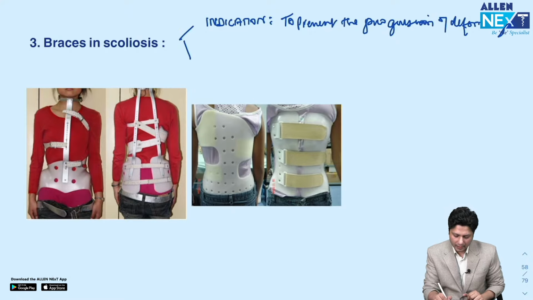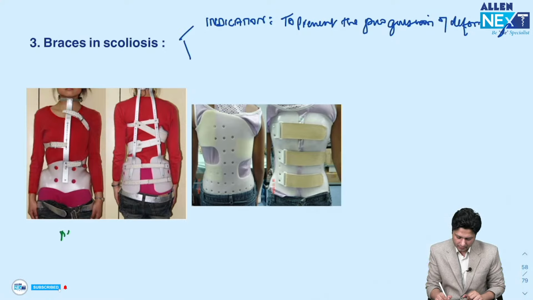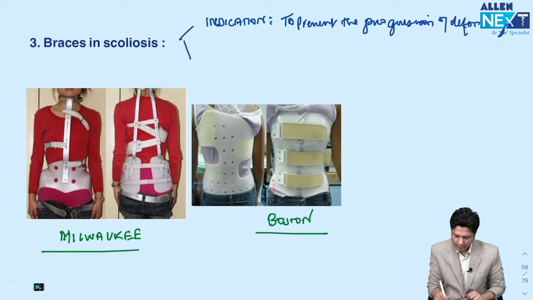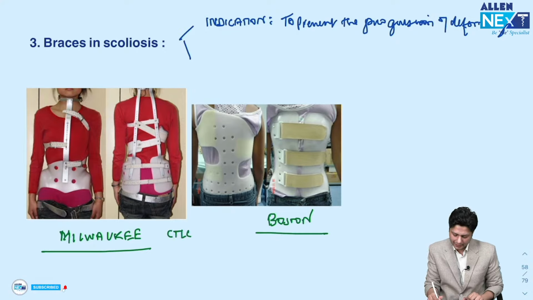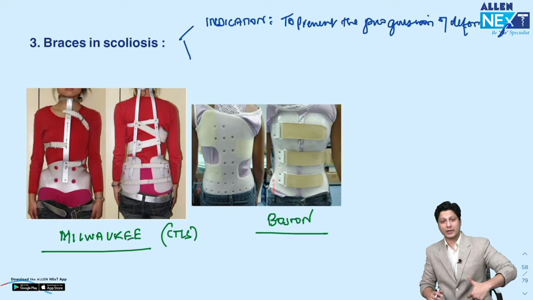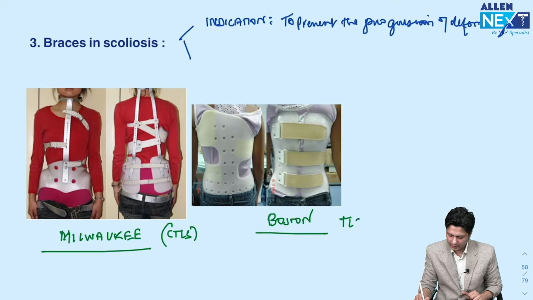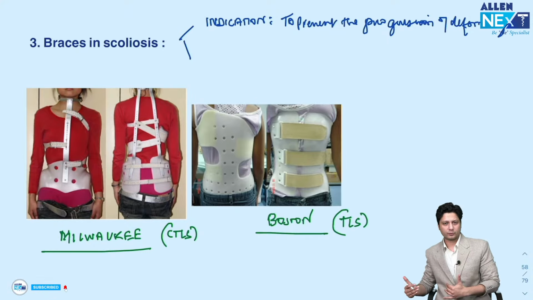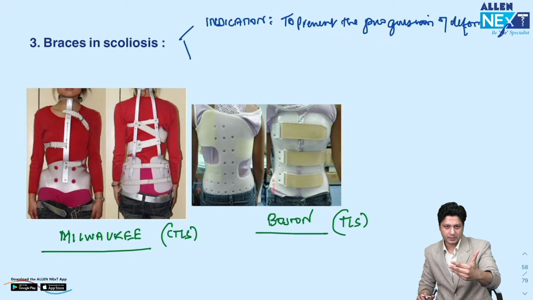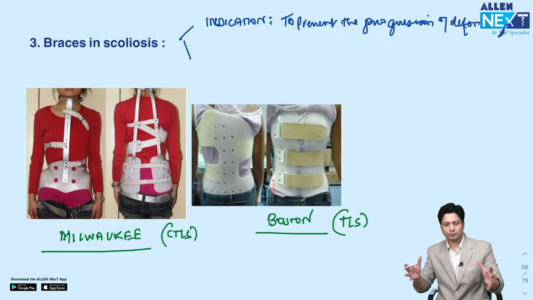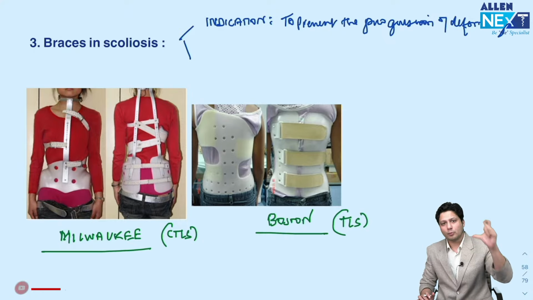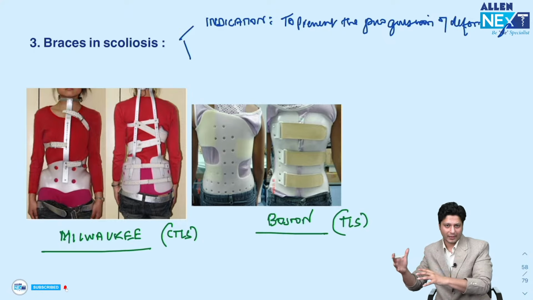Point number 2, what are the 2 braces which are used in case of scoliosis? One is the Milwaukee brace and the other one is the Boston brace. Now, the Milwaukee brace is the CTLSO brace, that means cervico-thoraco-lumbosacral brace. Every segment of the vertebral column is immobilized. The Boston brace is a TLSO brace, that means thoraco-lumbosacral brace only, where the cervical column is not immobilized. Now you will ask, what are the differences between the two? The cervical column is immobilized in Milwaukee, while the cervical column is not immobilized in case of Boston.